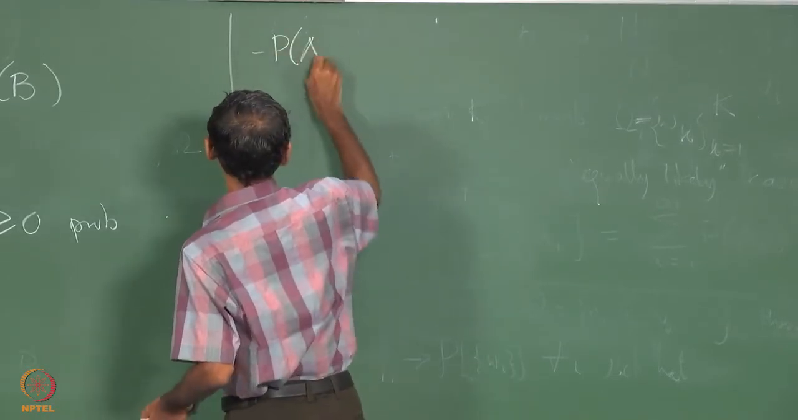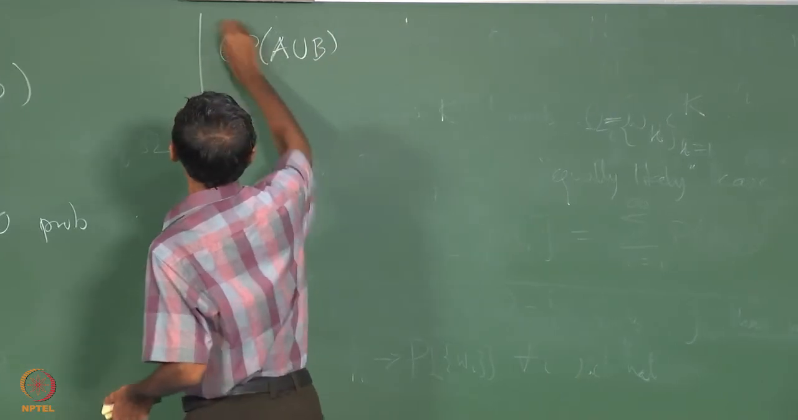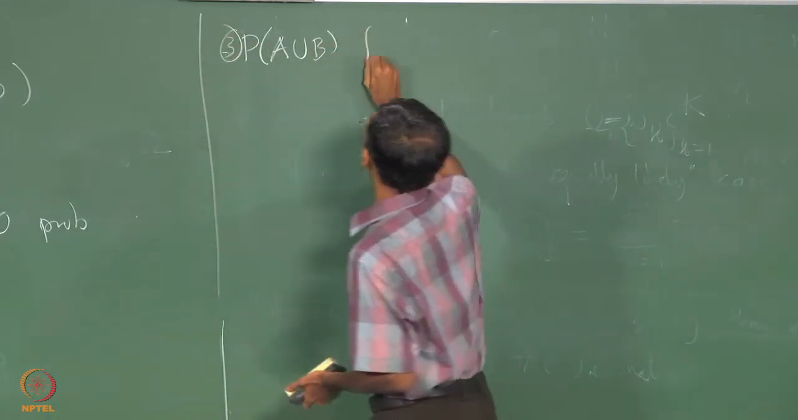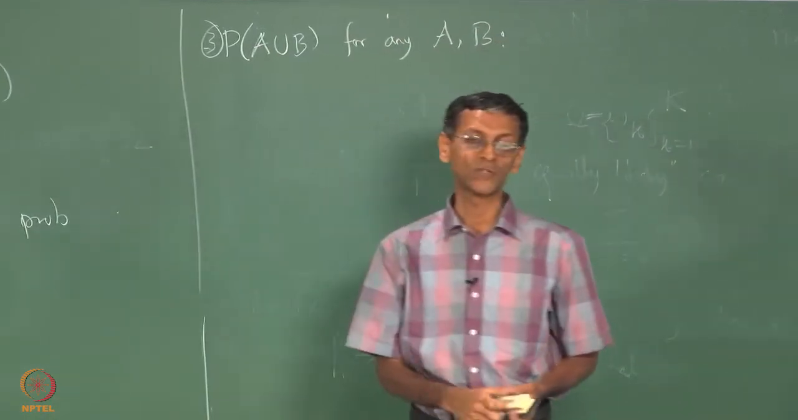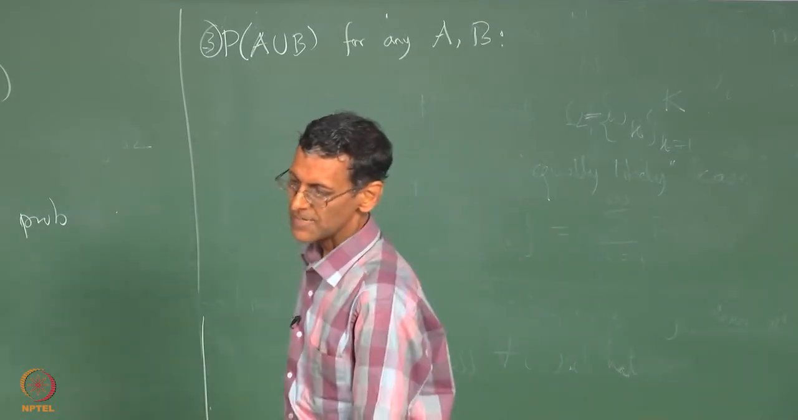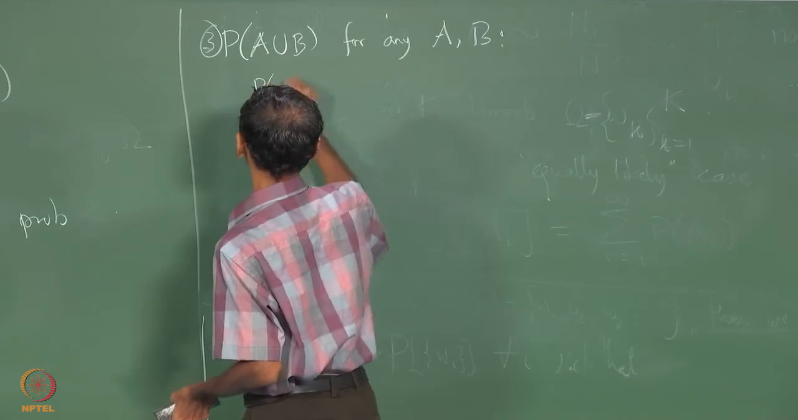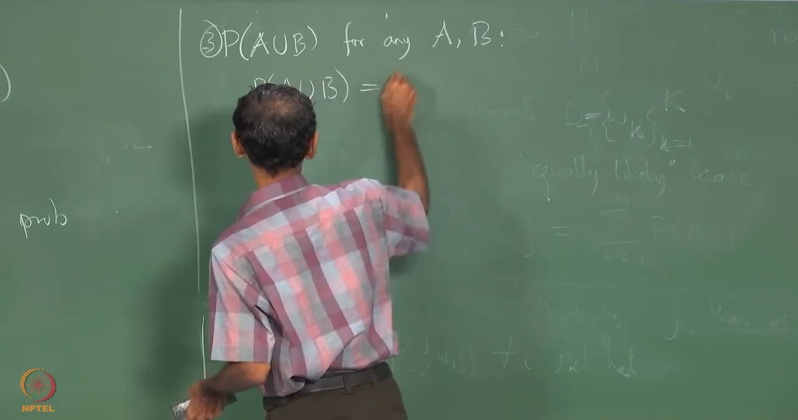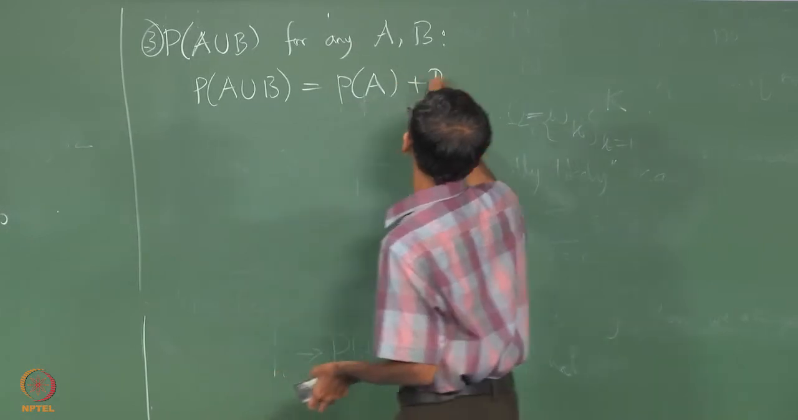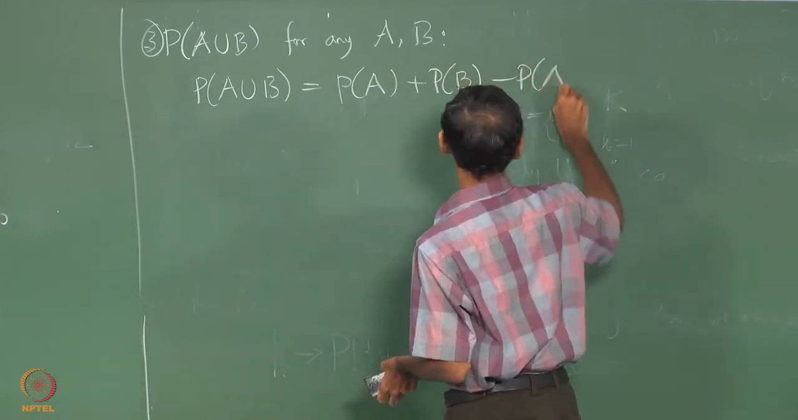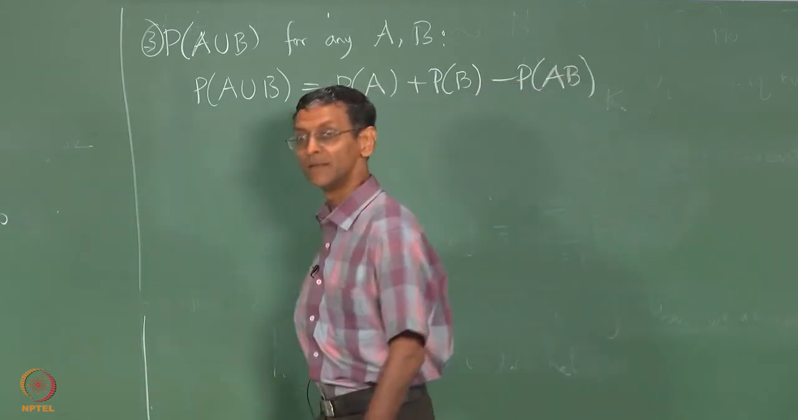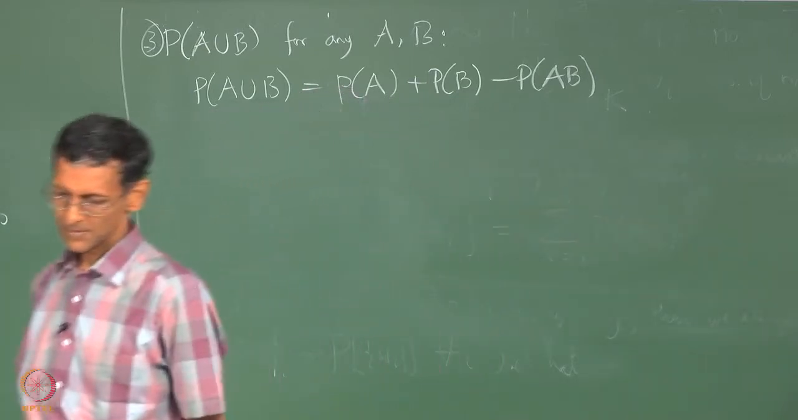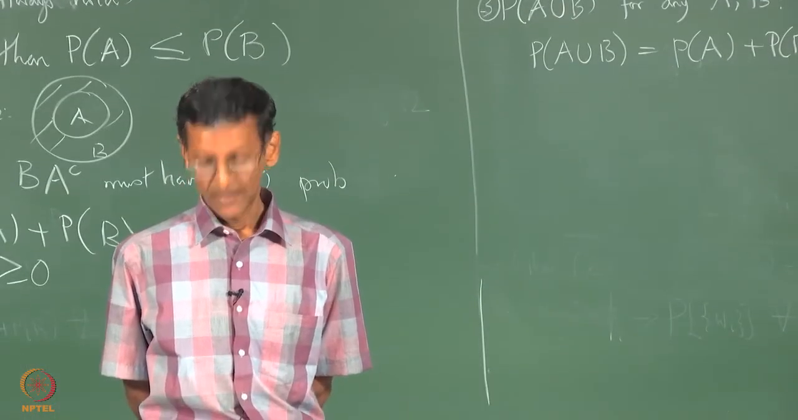The most non-trivial result: in general, what is the probability of A union B for any A and B, not necessarily exclusive? This is the standard result that is quoted in all books, somewhere in the first few pages. How do we get this? How do we write this?